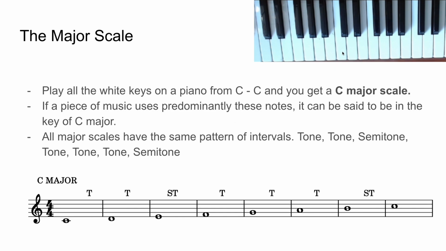If we start on C, we go up a tone, we get to D. We go up a tone, we get to E. Go up a semitone, we get to F. I know that's a semitone because there's no black key in the middle. We go up a tone, we get to G. Go up a tone, we get to A. Go up a tone, we get to B. We go up another semitone, and we get to C.